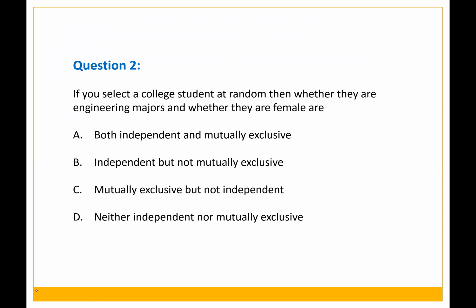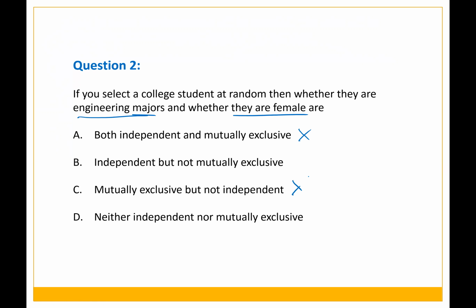Now, let's look at engineering majors and female. Let's think about mutually exclusive first. They are not mutually exclusive, because the definition of mutual exclusiveness is where two events cannot happen at the same time. Obviously we can have female students who are also in engineering majors, so both can happen at the same time. So any answer with mutually exclusive is not right. So A and C are not right.